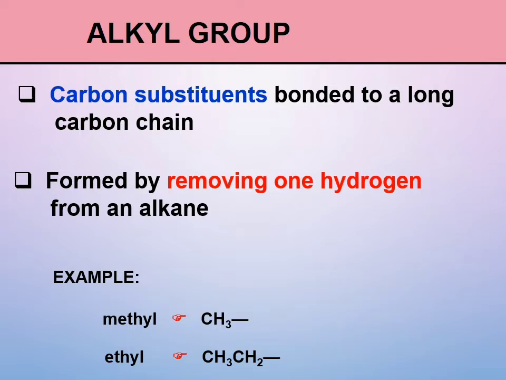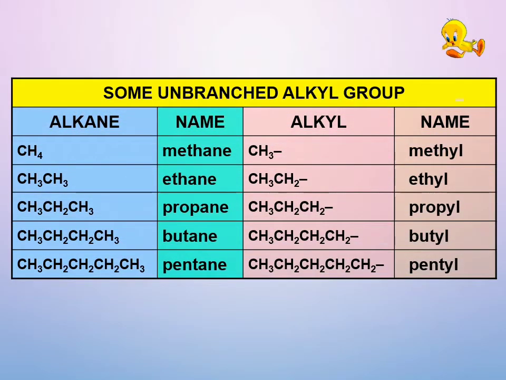So this is coming from, when 1 carbon, we call it methane. So when it becomes an alkyl group, we will remove the ane and replace it with yl, showing that it is the substituent. So in the table below, these are some examples of unbranched alkyl groups. So methane is a parent. So when it becomes a substituent, it will become methyl.